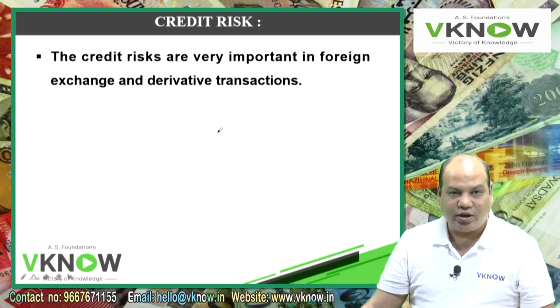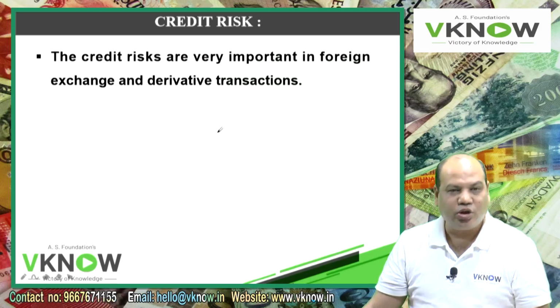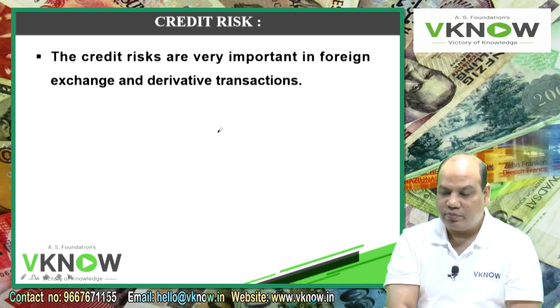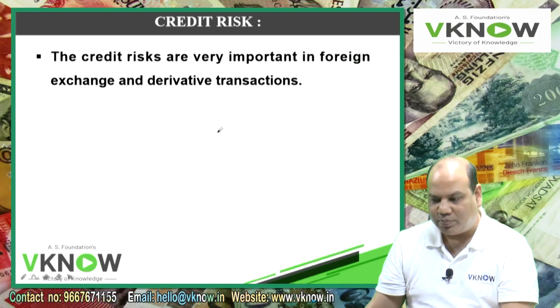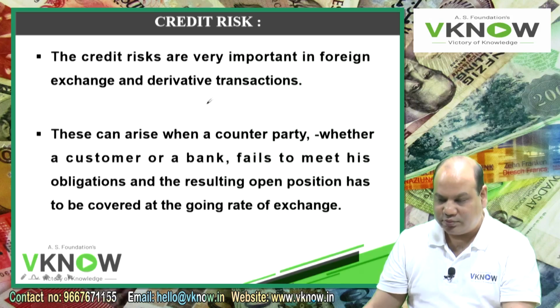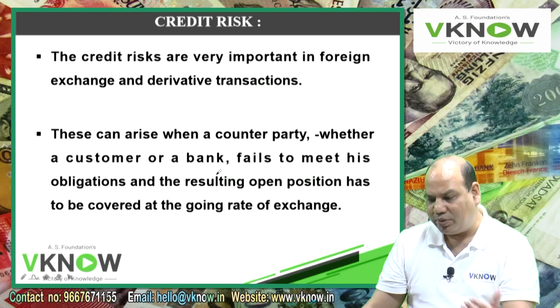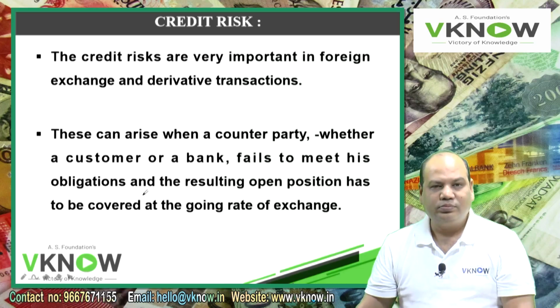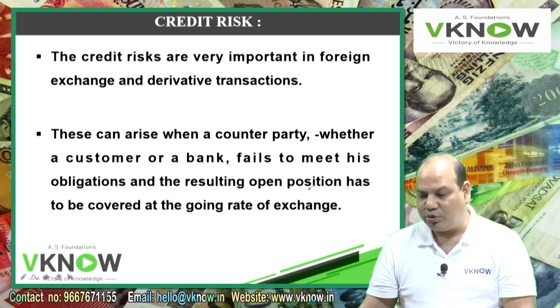So that is called credit risk. The counterparty does not perform. Simply put, the counterparty does not perform what he was supposed to perform. It can be related to a sale or purchase transaction, or to a derivative transaction. It can relate to any such transaction where the counterparty, who can be a bank or a customer, fails to meet his obligation. And sometimes an open position has to be covered at the going rate of exchange.